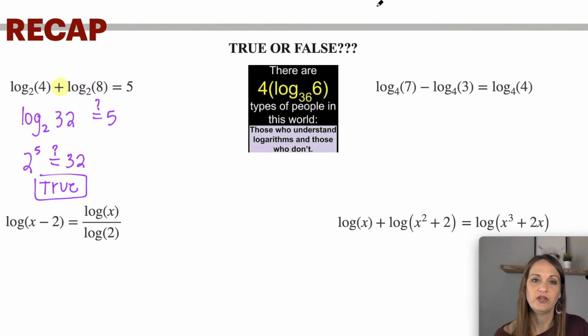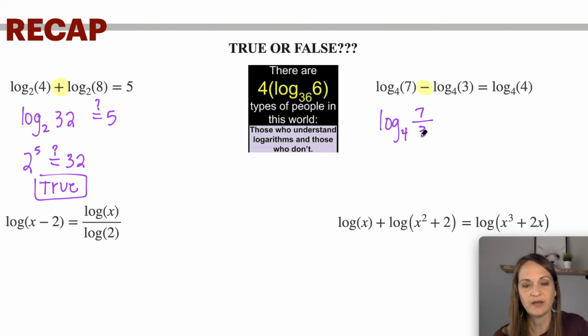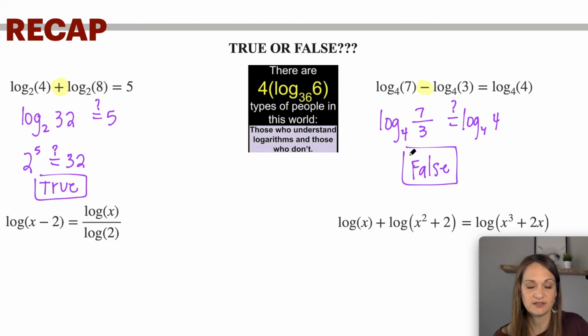In this one, when you have subtraction, it means division. So you would have log base 4 of 7 divided by 3. And we want to know, does that equal log base 4 of 4? Anytime you have the same logs, then these two should be equal. Is 7/3 equal to 4? No, it is not. So your answer is false. Again, you cannot subtract 7 minus 3 to get 4. Remember, the property for logs is if it's subtraction, that means you divide those numbers.